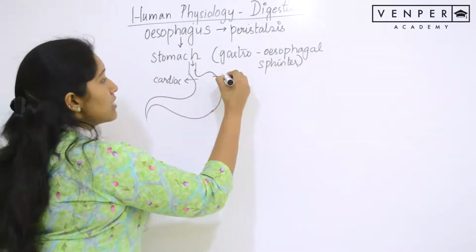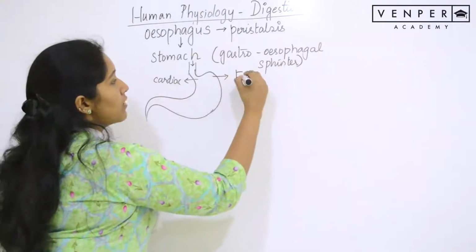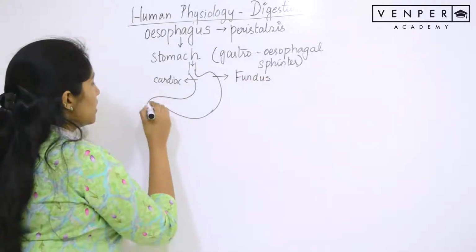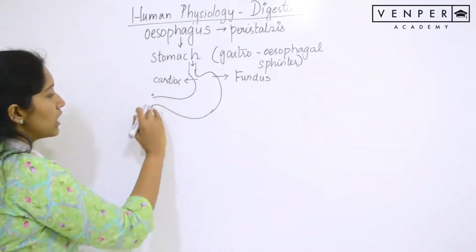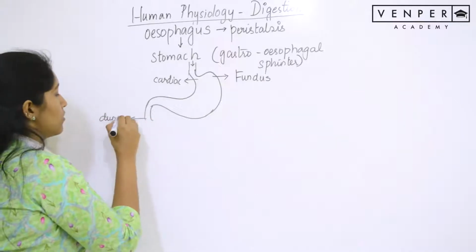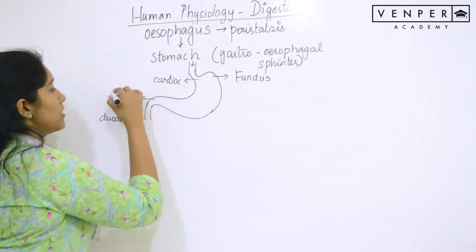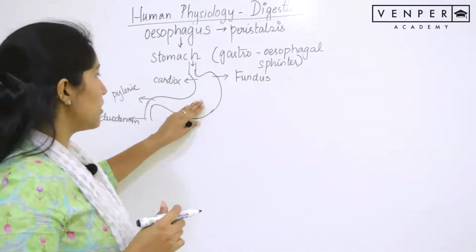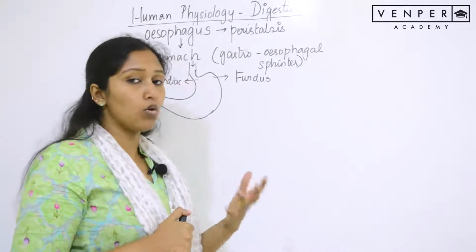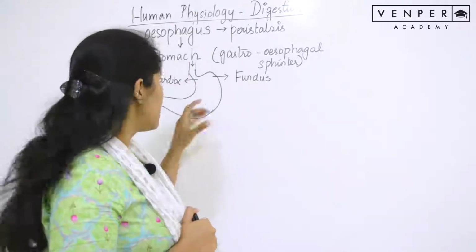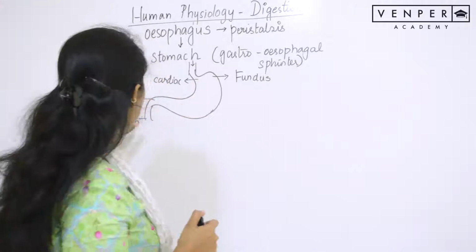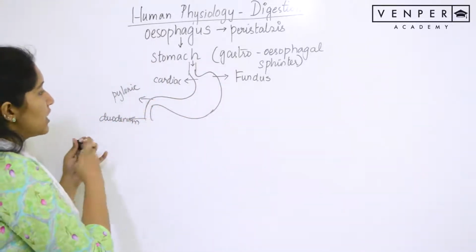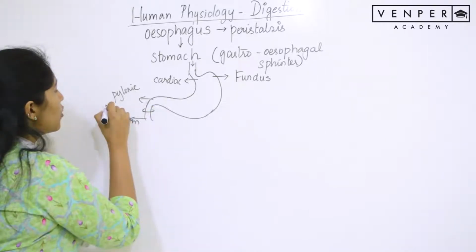cardiac region. This upper J-shaped region is called the fundus or the fundic region, and finally this region, which connects to the duodenum, is called the pyloric region. Most of the initial digestion takes place here, mainly of the proteins, and then the food coming from the pyloric region is controlled with the help of the pyloric sphincter.